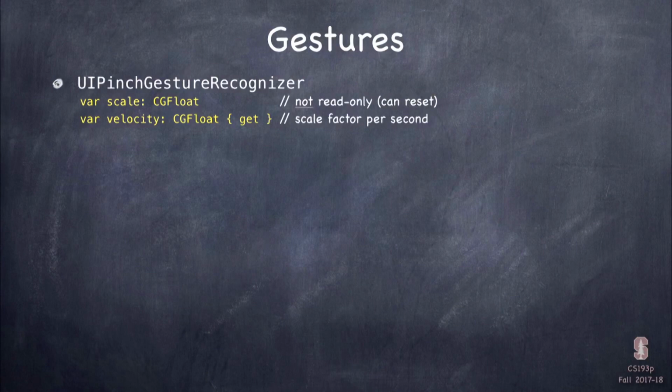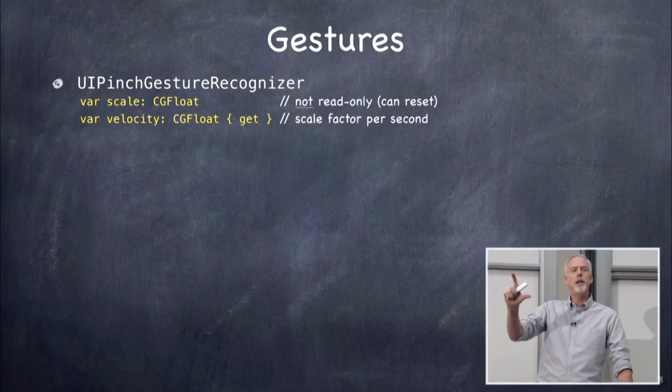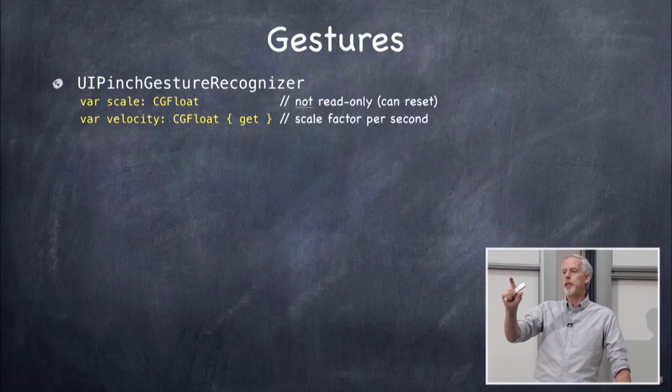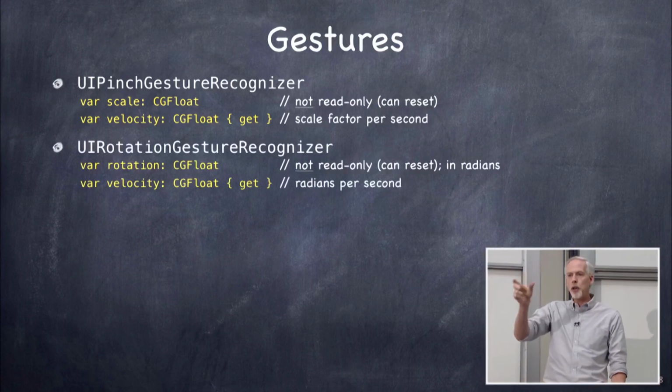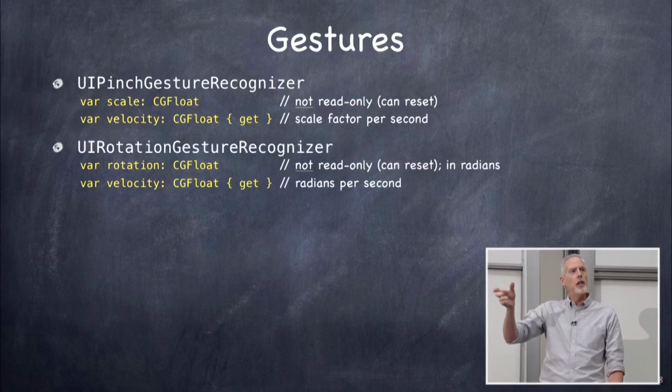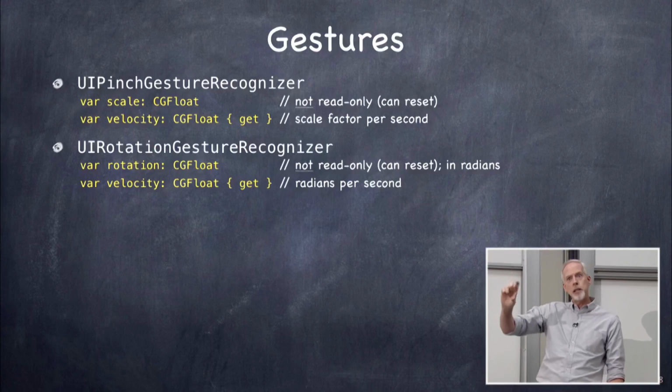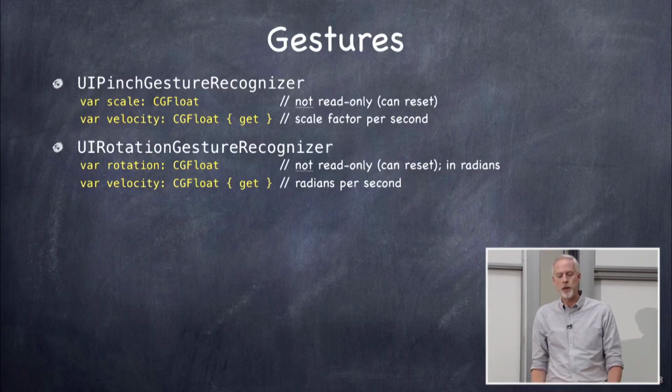So if I start here with a pinch and I go twice as wide, well, that's scale 2.0. If I start here and go half as wide, it's 0.5. And there's also velocity for that one. There's rotation gesture, which is like turning a knob, a two-finger gesture. In radians, it'll tell you how much the knob has been turned.